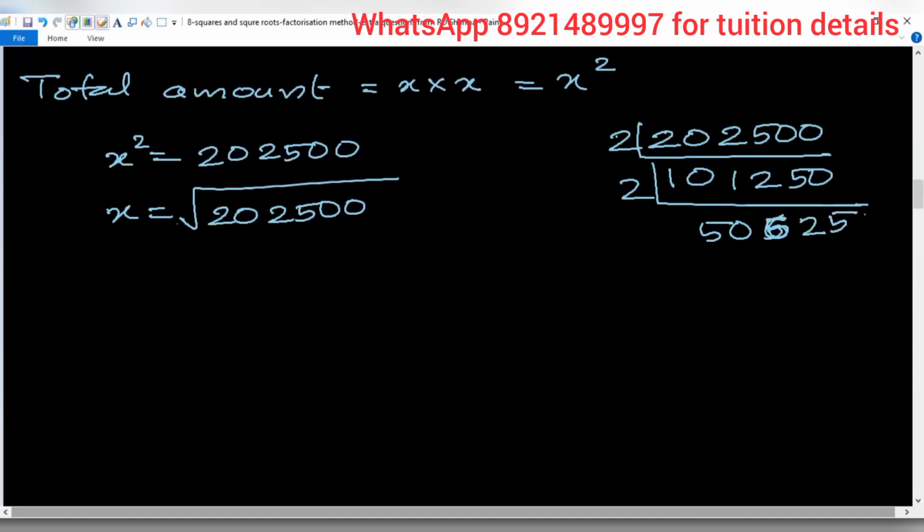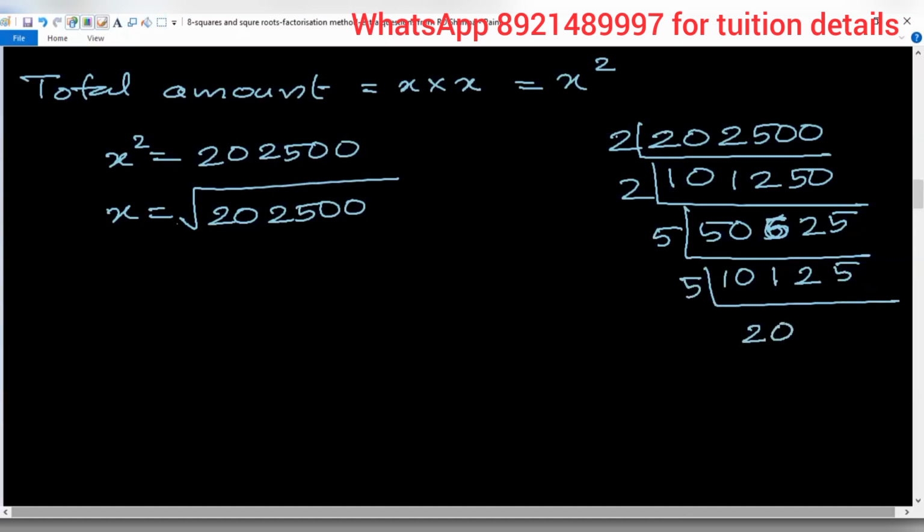So 5 times. Okay, see here the last digit is 5. We cannot divide it by 2. So we need 5 as the next factor. So 1 0 1 2 1 to 5. Again we can divide by 5. Okay, so 2 0. See, 1 is there. No, 1 is not divisible by 5. So we have to put a 0 here. Now 2 0 2 5. Again we can divide by 5. So 4 0 5. Again we can divide by 5.